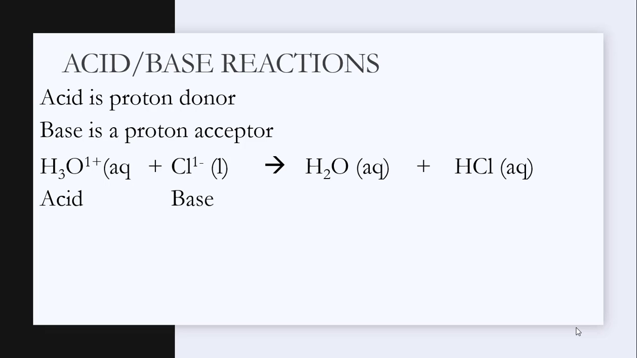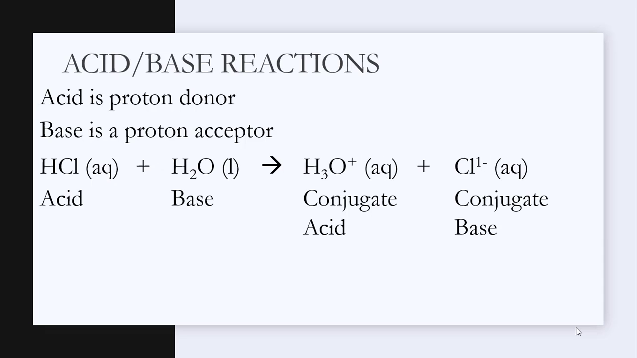But I could write the reaction the other way. Now the hydronium ion can give up a proton, so it's an acid, and the chloride can accept a hydrogen, so it's the base. Written in the original way, on the product side, the chemical which could be an acid is called the conjugate acid, and the chemical which could be a base is called the conjugate base. Conjugate is used on the product side.